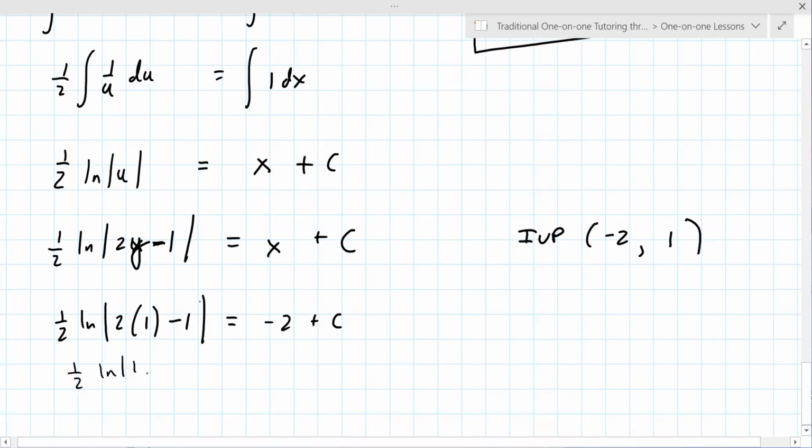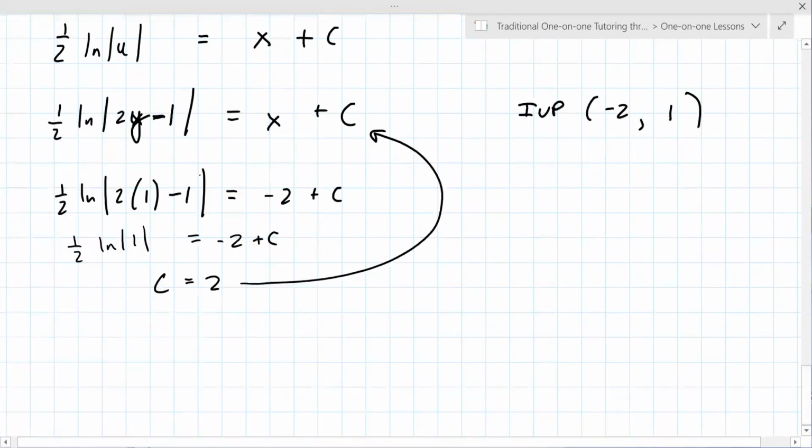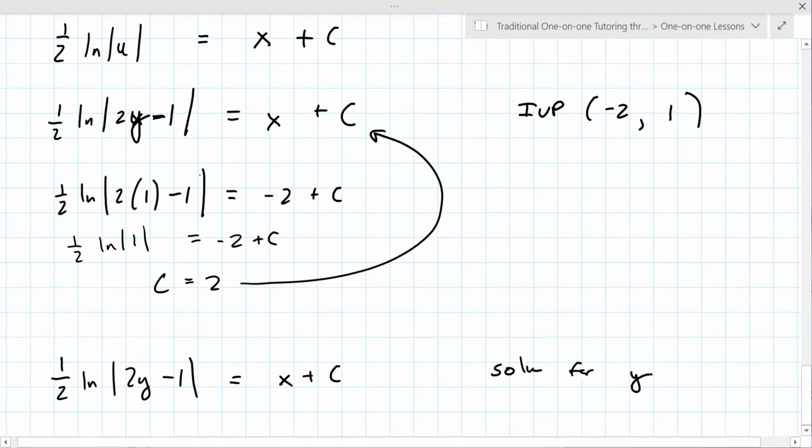Natural log of 1 is... I'm sorry, 0. Okay, so then that's 0 equals 2 plus c. So c is 2. Right. So rewrite this line: 1/2 natural log absolute value 2y minus 1 equals x plus 2. And you do have to solve for y here.